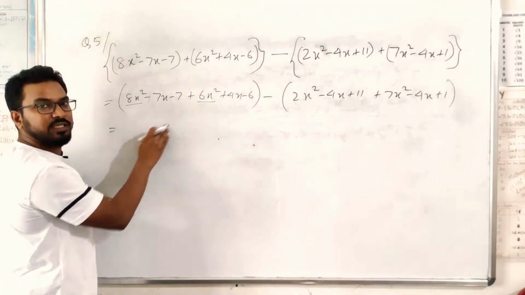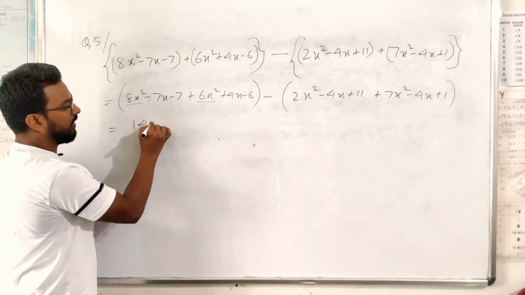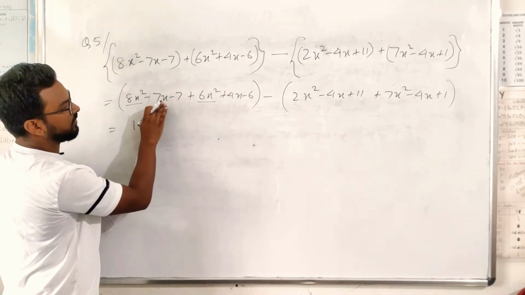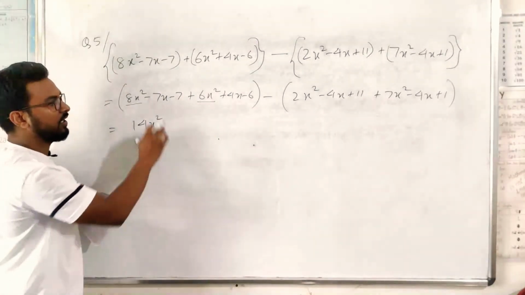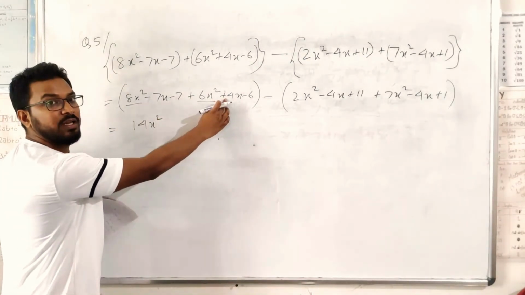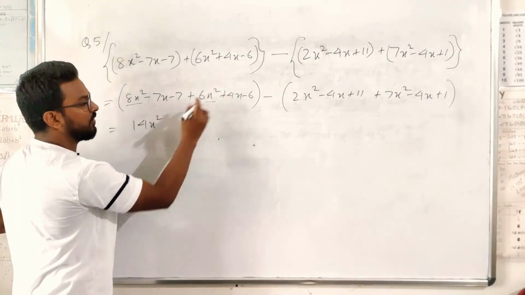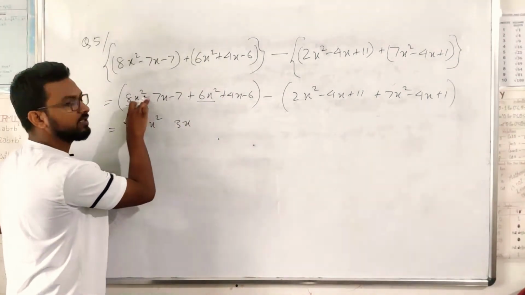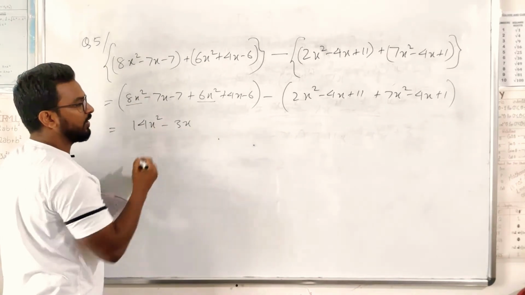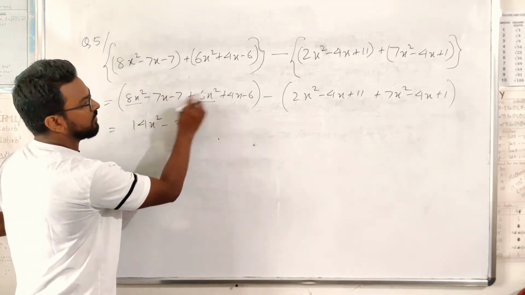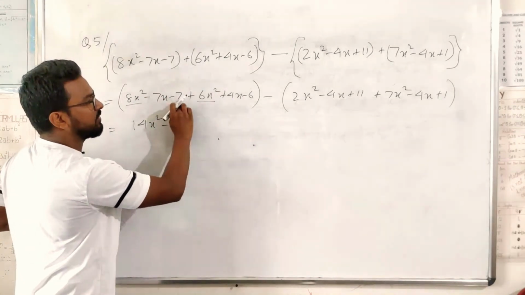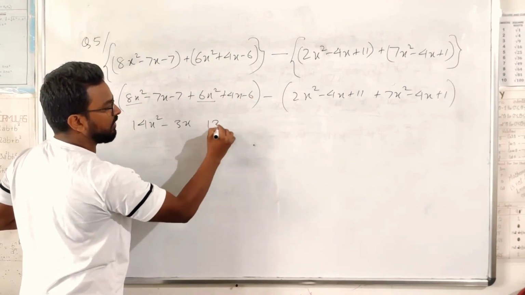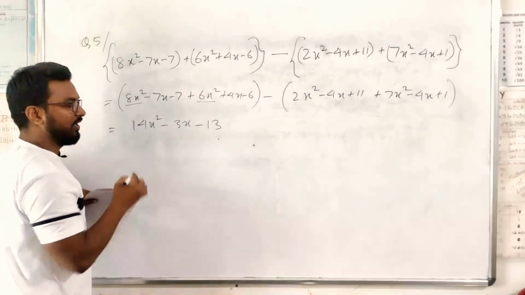8x square plus 6x square will be 14x square. This is minus 7x and this is plus 4x. Minus plus, it will be minus. 7 minus 4 is 3x, greater sign is minus, so we'll put minus sign. Minus minus, it will be plus. 7 plus 6 is 13 and sign will be minus.